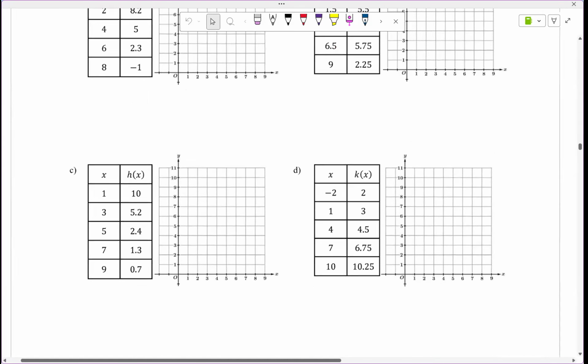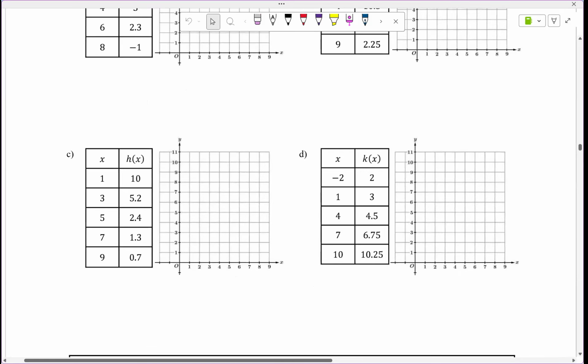Okay. Max, help us with C. So I plotted all the points and I got exponential. And I think it's because it kind of smooths out, it slows down as it reaches the horizontal asymptote, which is 0. Nice. Thank you.